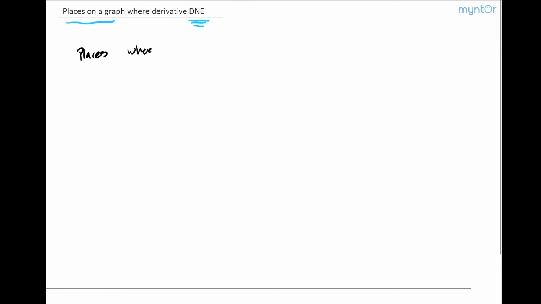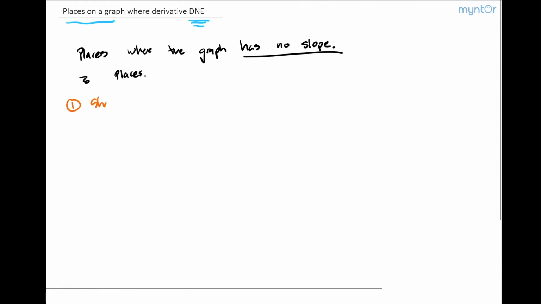Okay, so here we're going to go over places on a graph where the derivative does not exist. In other words, these are places where the graph has no slope. And so there are three places. Number one is sharp corners.